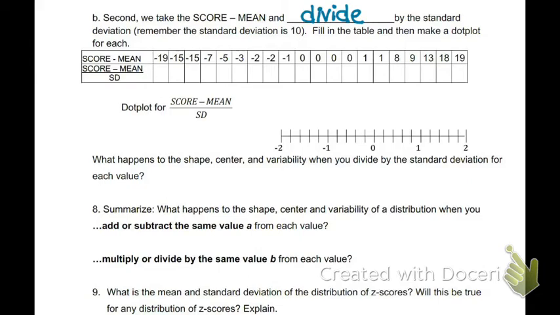All right, so right here they have recopied that table from up above where we did the score minus the mean. I want to take all of these and divide them by our standard deviation. Remember, our standard deviation was 10 here. And I want to write down that new value. So what is negative 19 divided by 10? Negative 1.9. Negative 15 divided by 10? Negative 1.5. Go ahead and fill in the rest of this table. And then I want you to make a dot plot for that bottom row, what I'm writing in green.